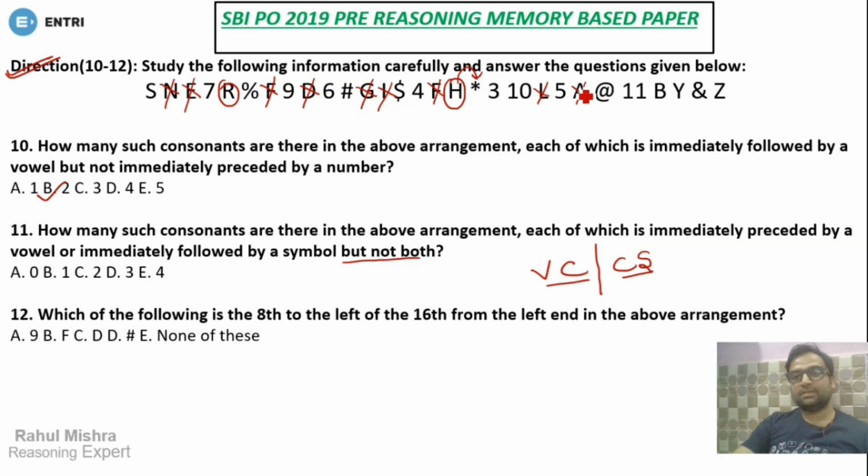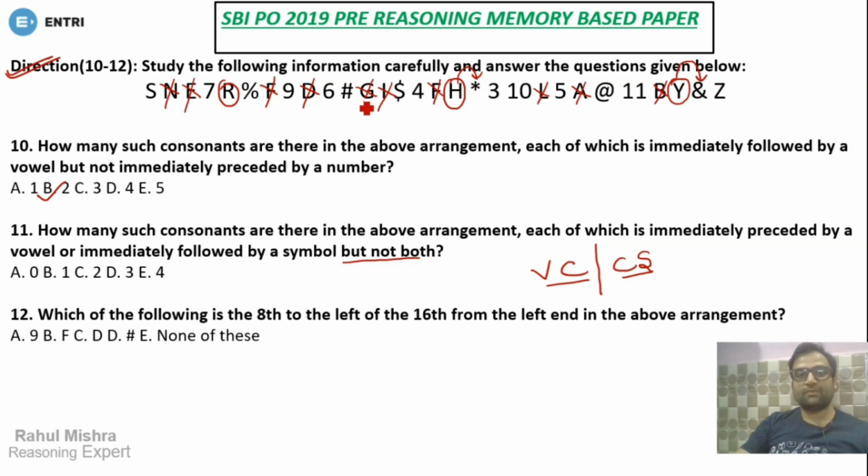After the vowel there is a symbol, but we need a consonant, so it is not following the pattern. B is a consonant. Just after B, a symbol must be there, but it is not there. Y is a consonant. Just after Y, a symbol must be there, so it is following the pattern.